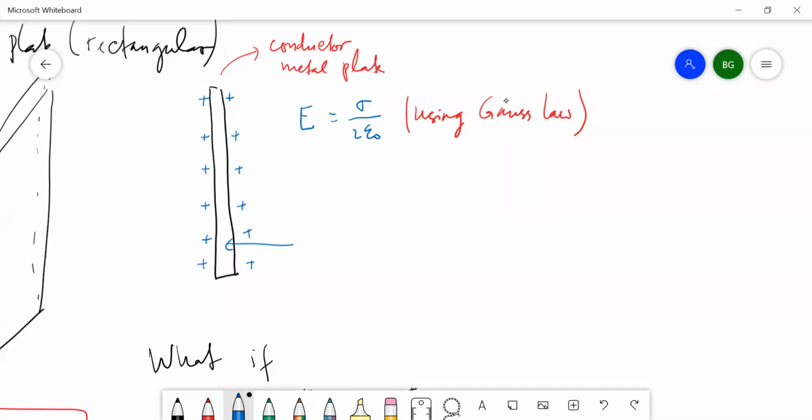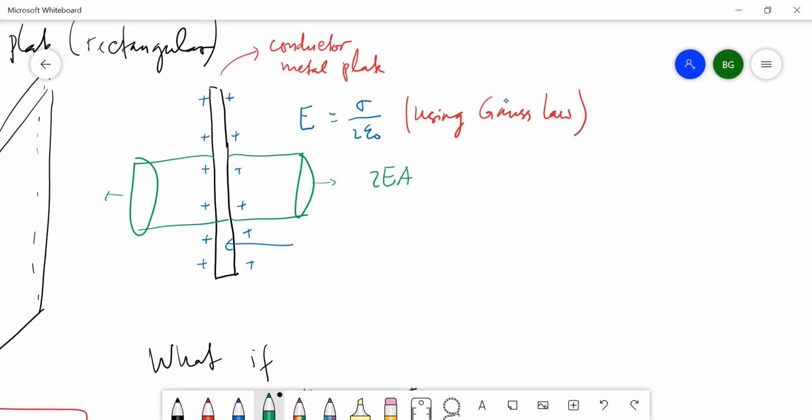In this case, for the Gauss law, let's say the red one or green one. So this is the Gauss surface. If we take this surface, this E here is 2EA equals the Q enclosed over epsilon 0. So this Q enclosed here is sigma times A over epsilon 0. So we get this one.